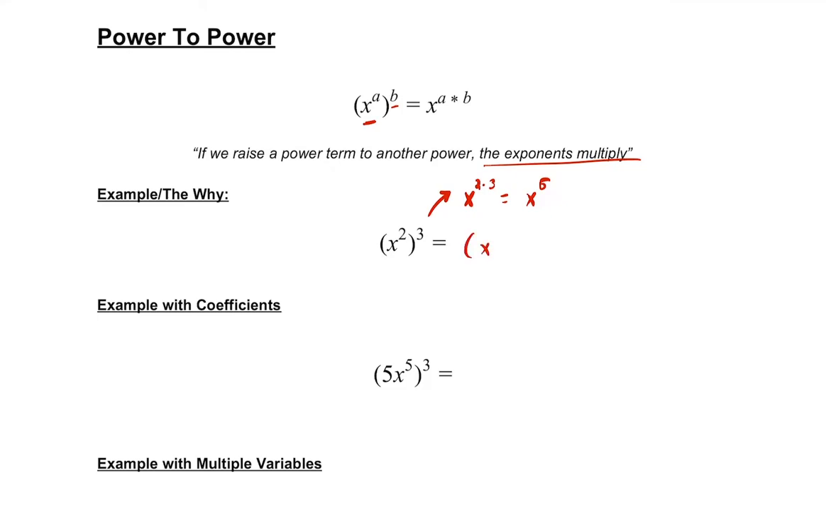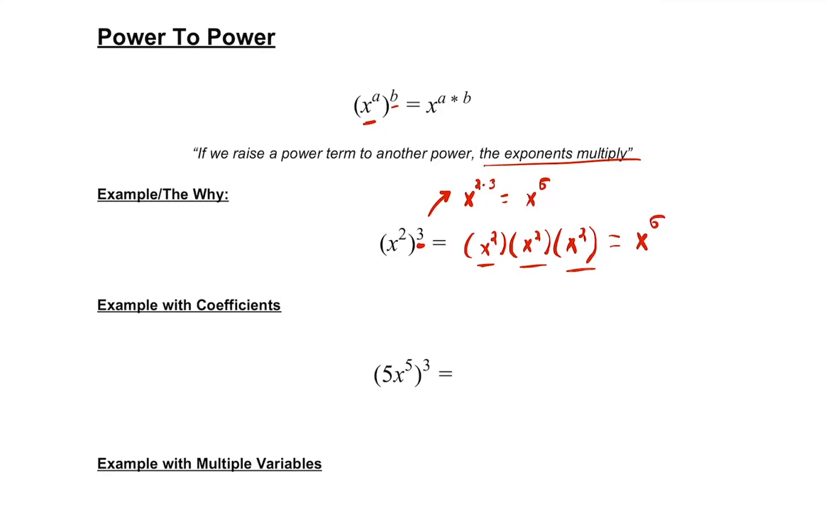Here's why. Remember, to the third power means times itself, and times itself, so that there are 3 of them. Well, now we could apply our product rule. X squared times x squared times x squared, we would add their exponents, x to the 6th. So that's really all that's happening here.